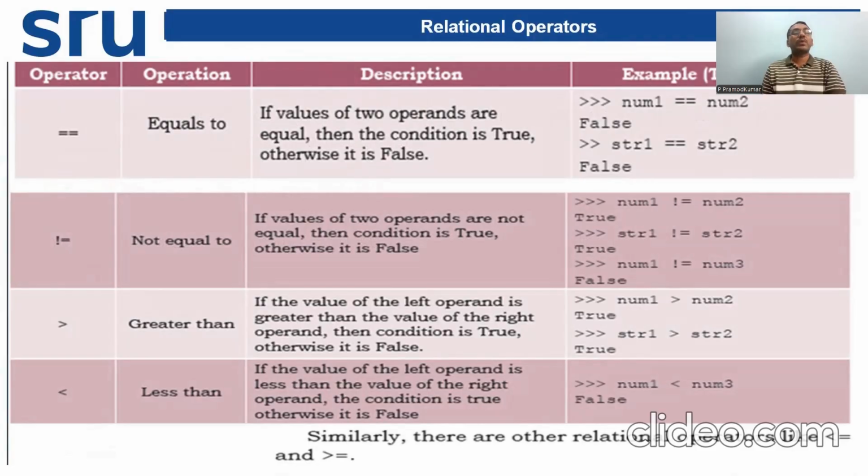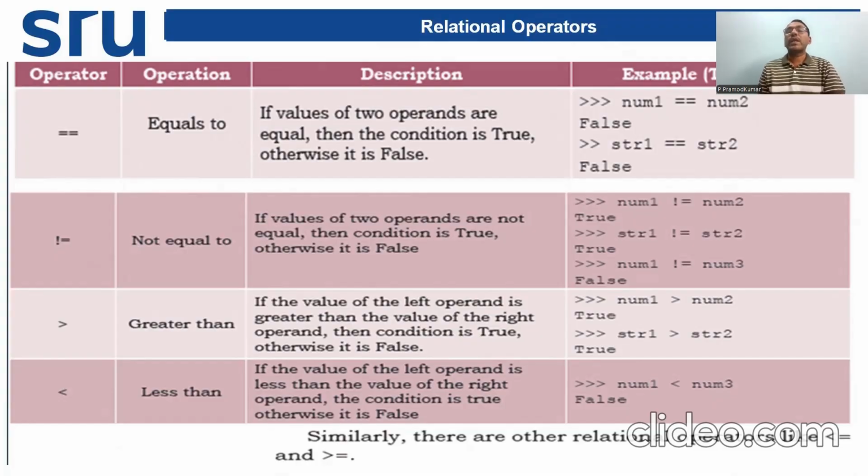The first relational operator is equals to, the second is not equals to, the third is greater than, and the fourth is less than. We also have two more, similar to greater than and less than: greater than or equals to, and less than or equals to. Yes, coming to the examples here.